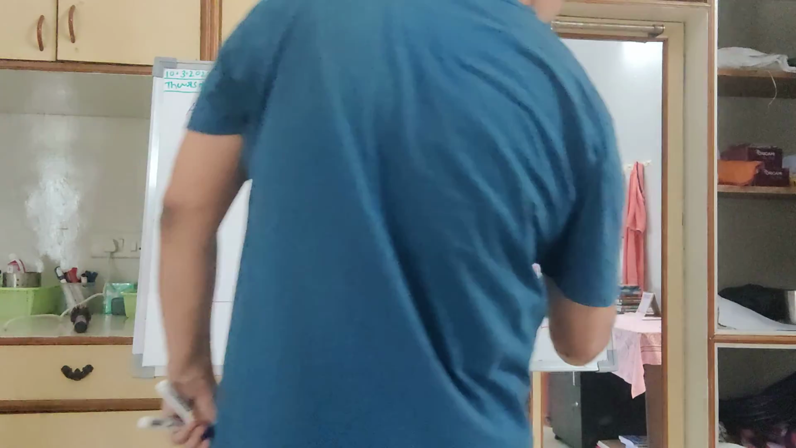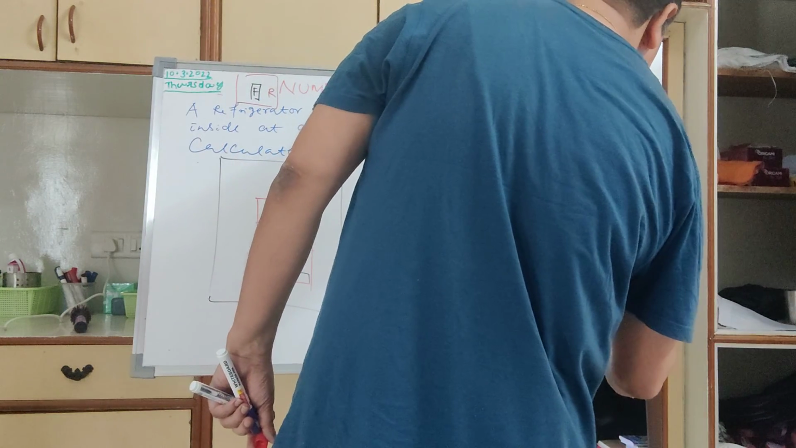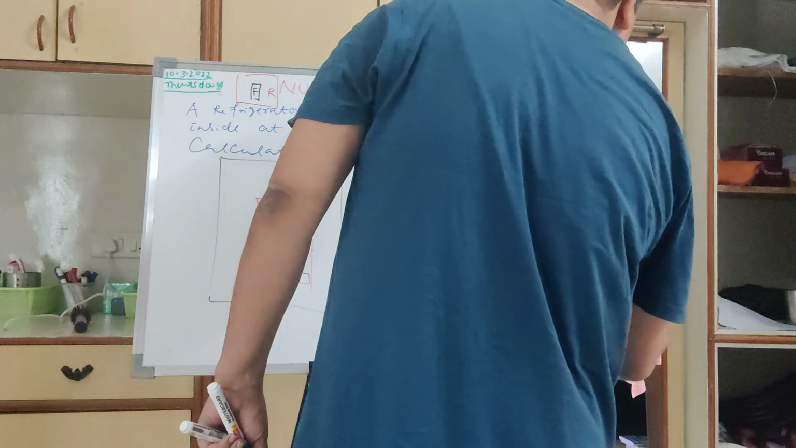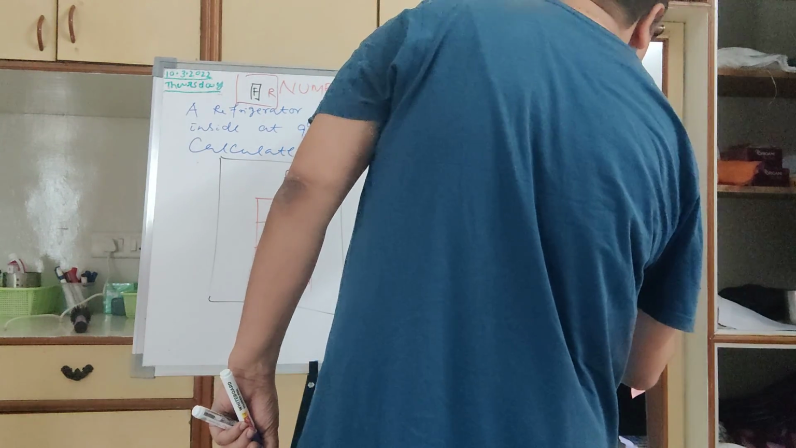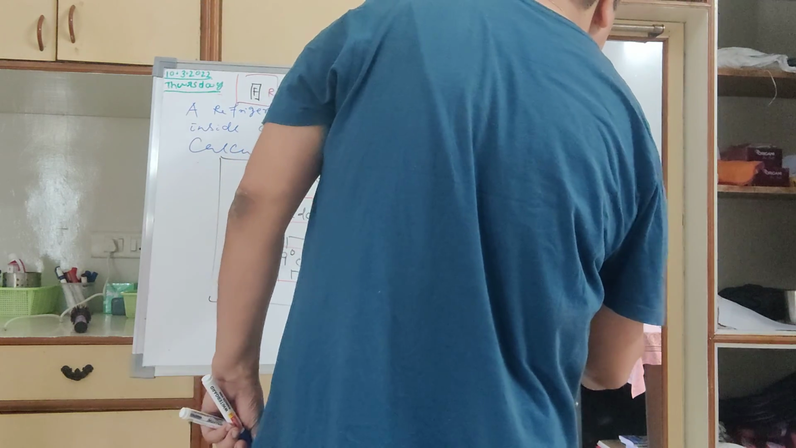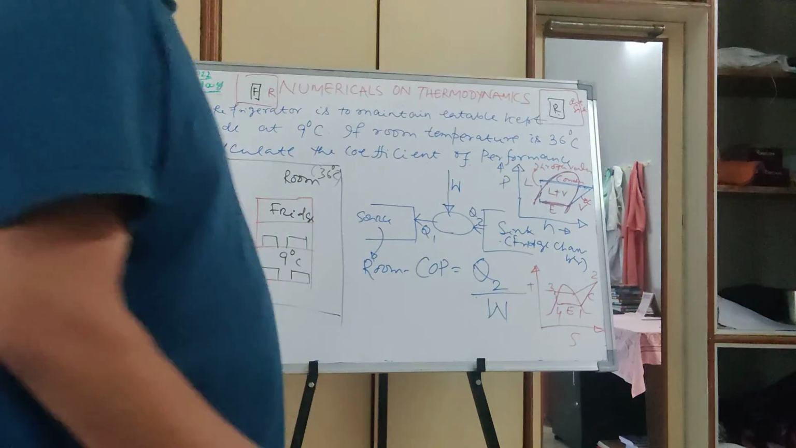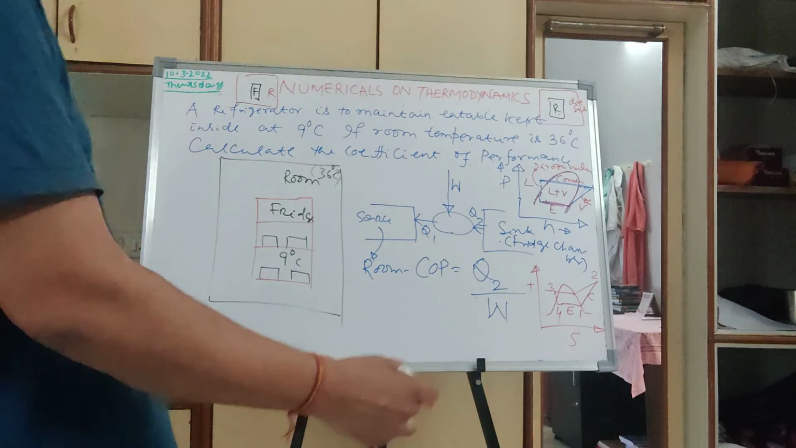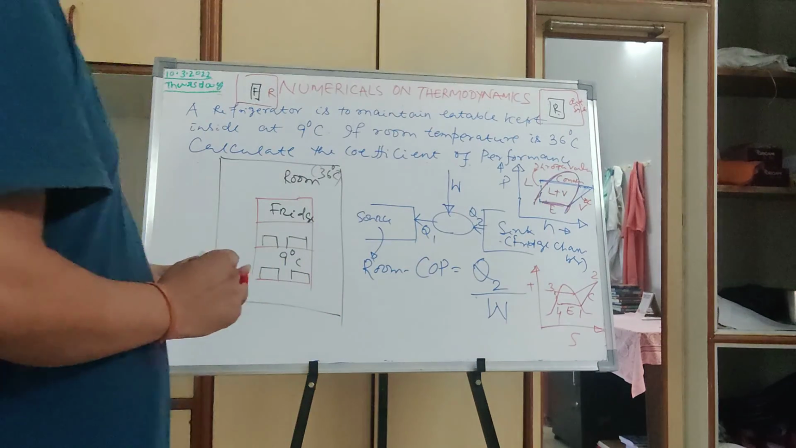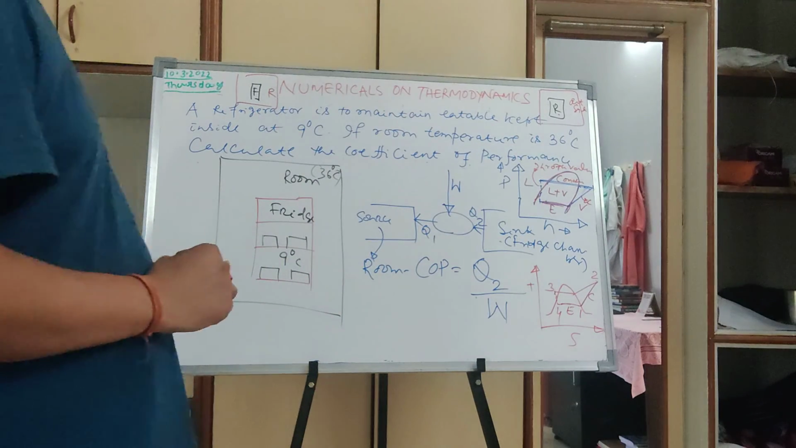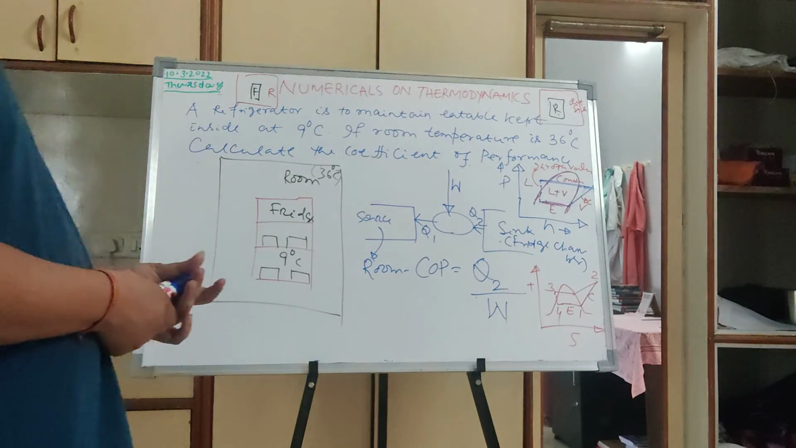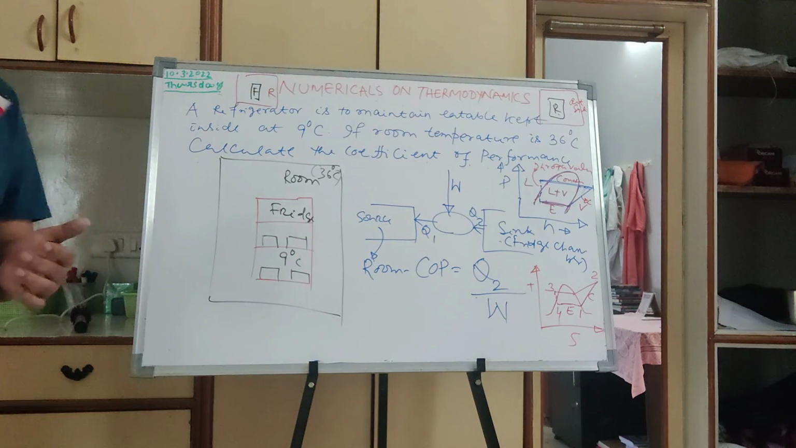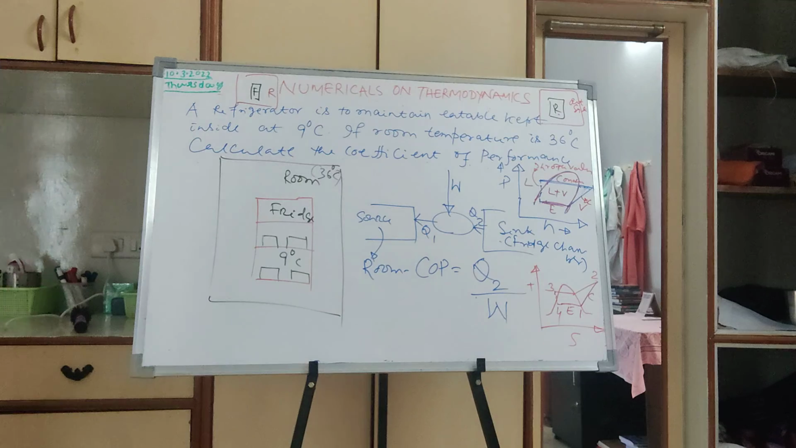Okay, and then this is the evaporator, this is the compressor, and this point is 1, this point is 2, and let us say this point is 3, this point is 4. So these are the 4 points in the pH and TS diagram. So this numerical is very simple. I am just telling you what the different components are.